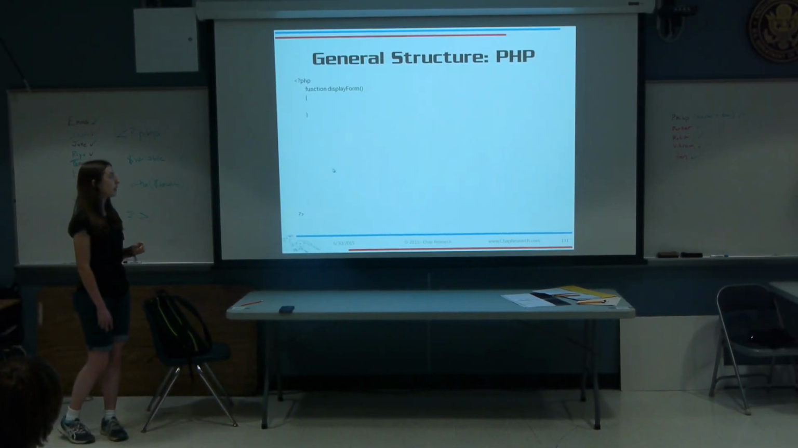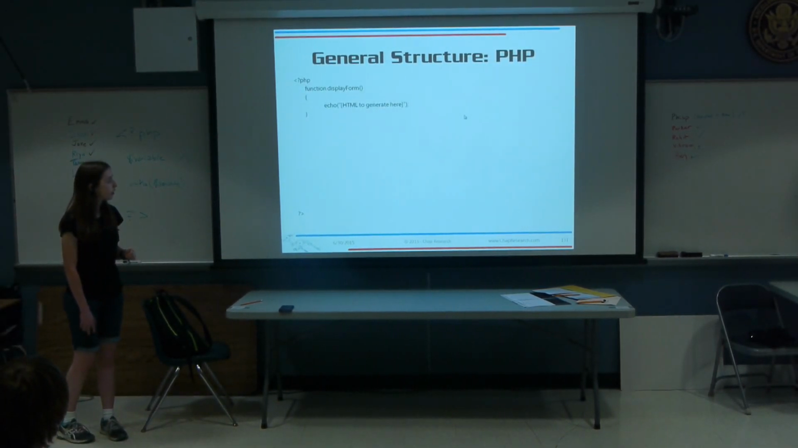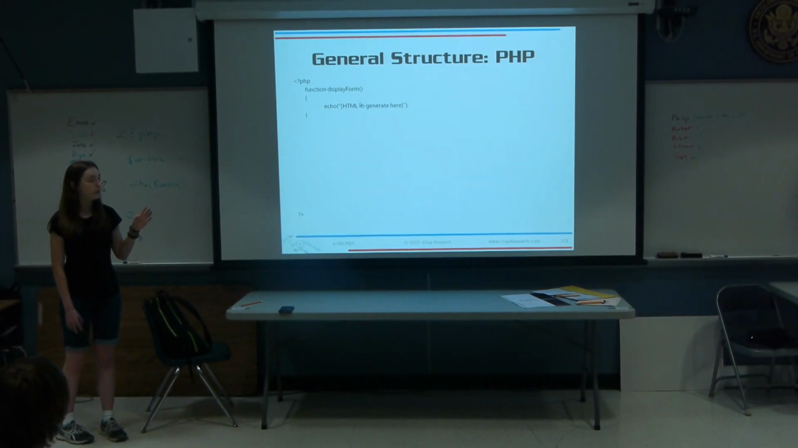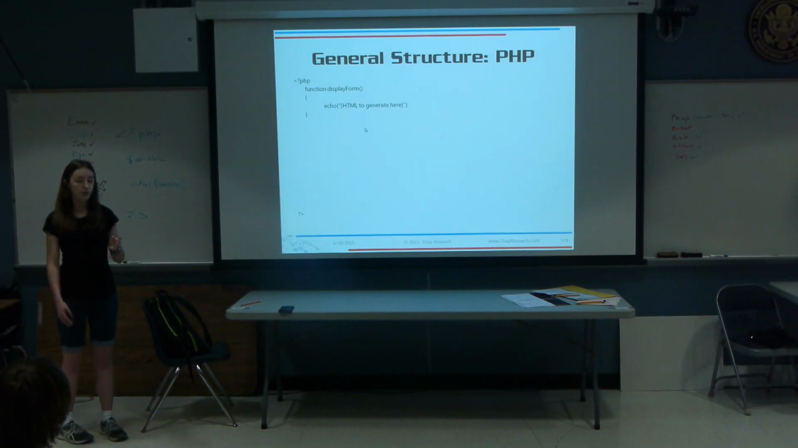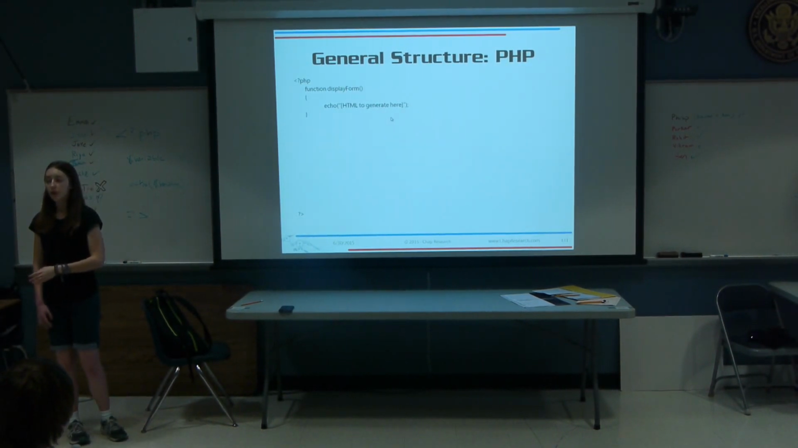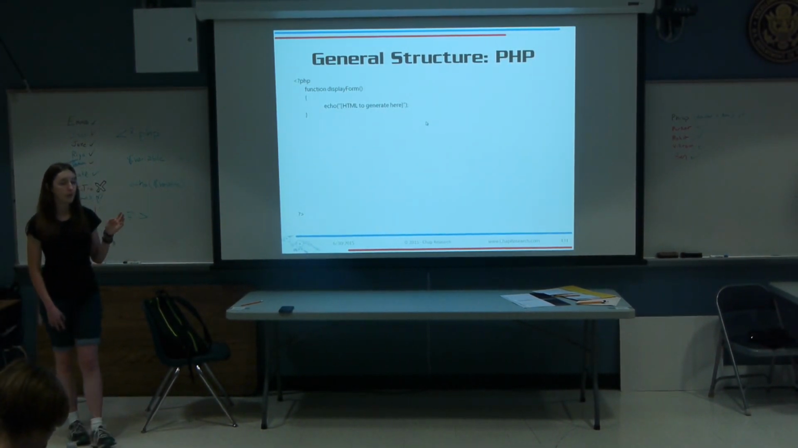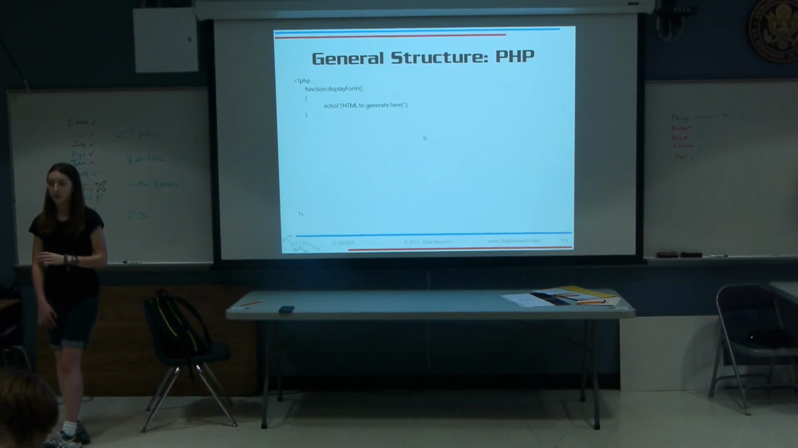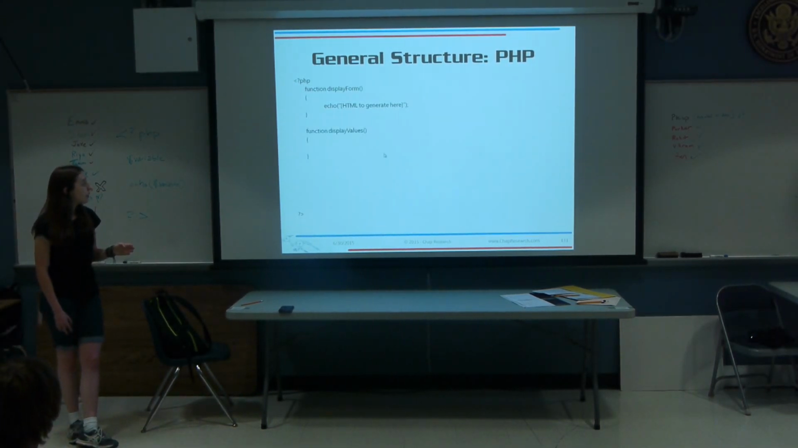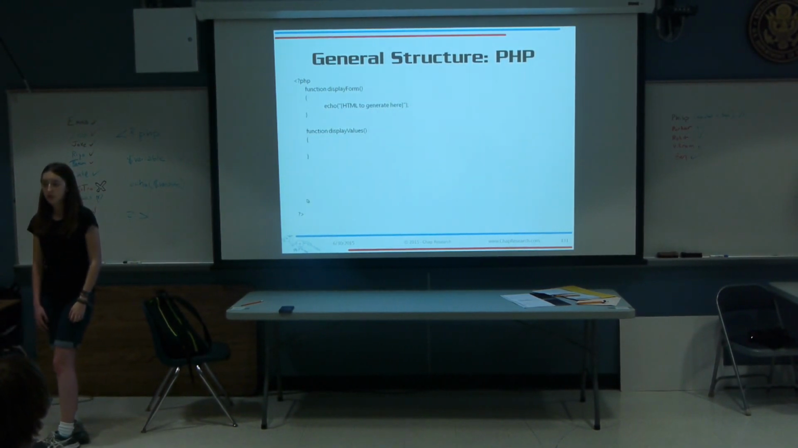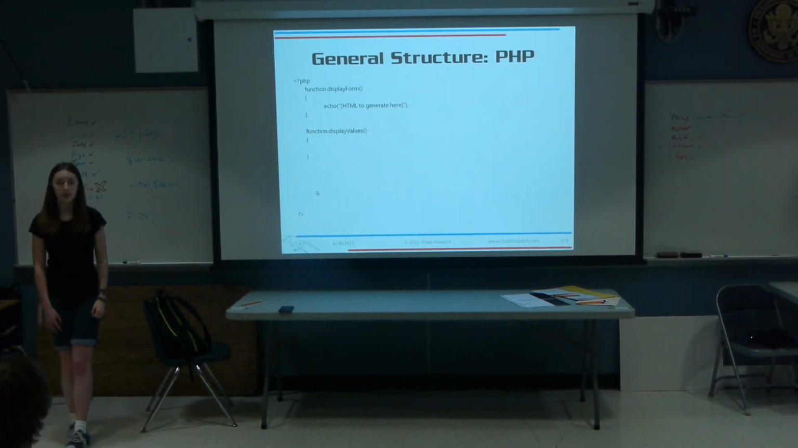And that'll make sense. In the display form function, you would echo whatever it is you're going to have for the form. That's the HTML you just wrote. I can show you how to copy that into display form. And then what do you think would happen in display values? How do we display what was just inputted into the form?